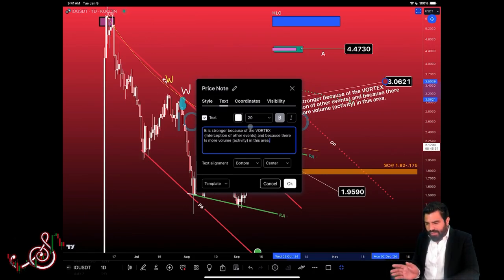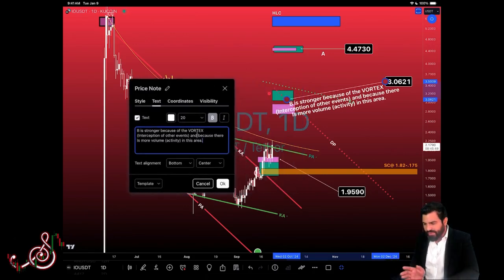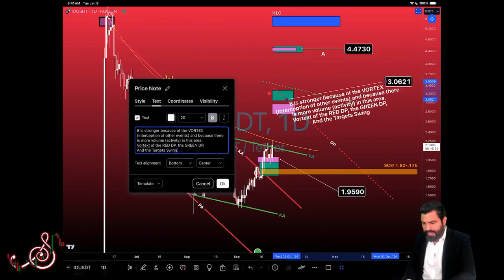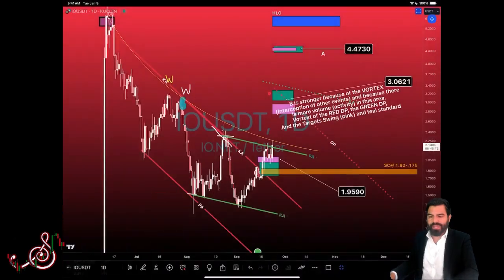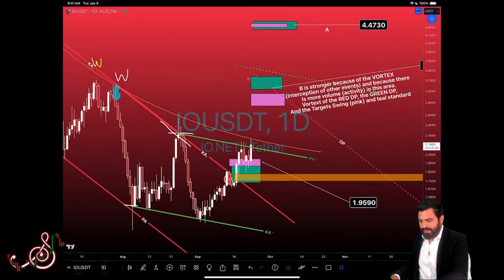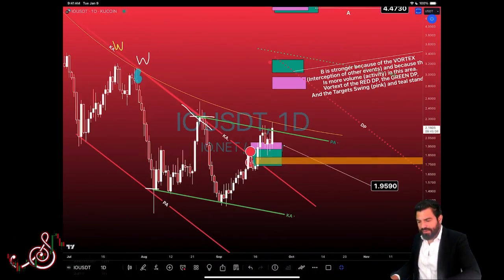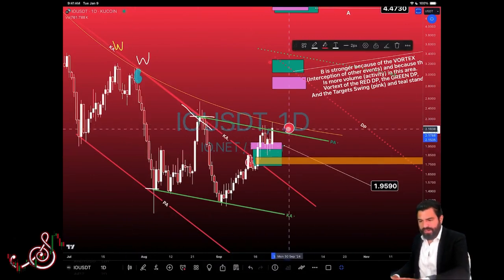I added B is stronger because of the vortex, interception of other events, and because there's more volume activity in this area. The vortex of the red DP, the green DP, and the targets. Swing, pink, and green standard, or teal standard. All right. So I'm going to be more confident if I'm going to buy this, I'm going to buy it here. I want to see, therefore, health appear after this event.